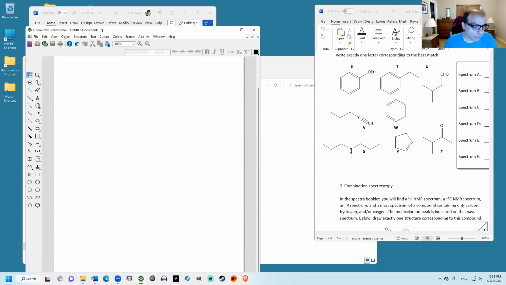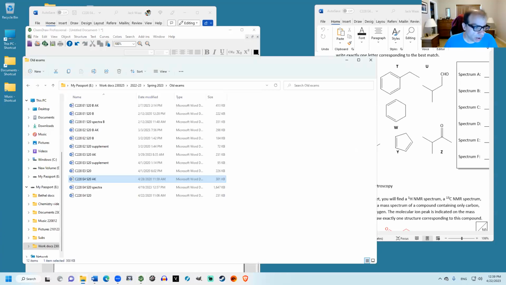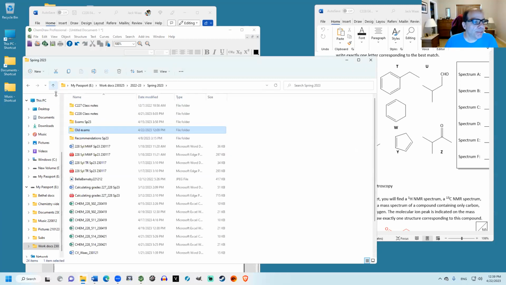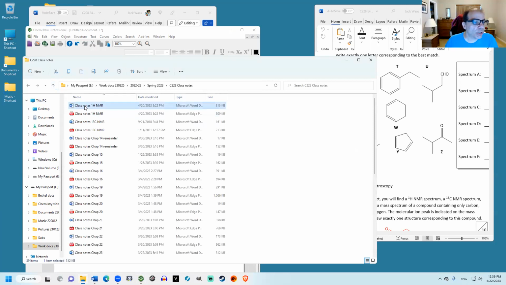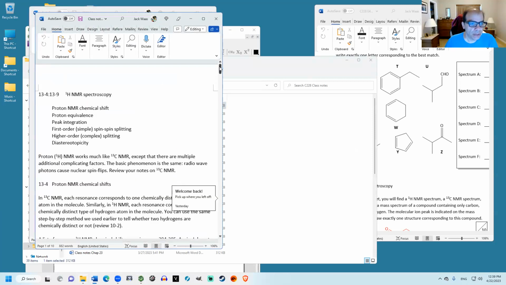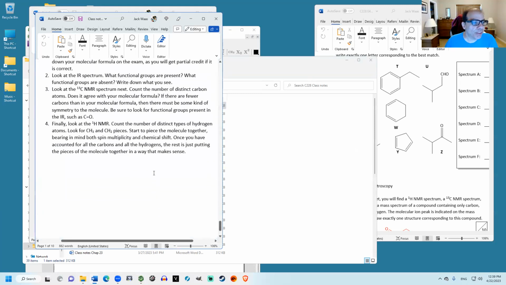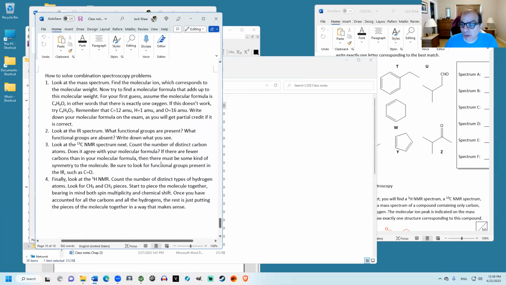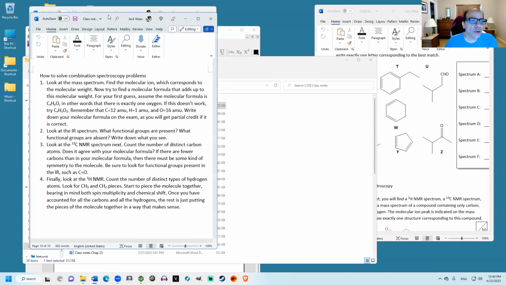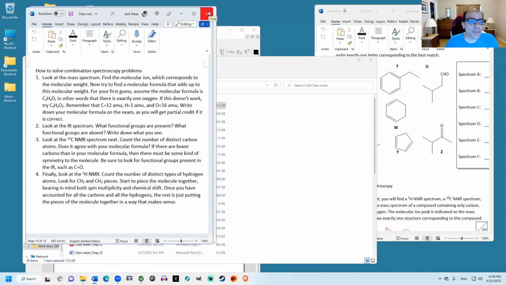I also want to point out to you that I've updated your proton NMR class notes at the end of the class notes with a step-by-step method for solving combination spectroscopy problems. I'm about to demonstrate that method and how it works. But basically, you start with the mass spectrum. I can't keep all these things open on my screen at the same time, but you might want to have your class notes open while viewing this part of the review session.